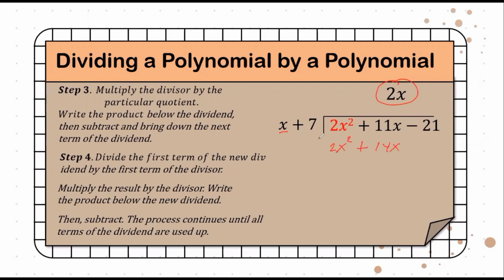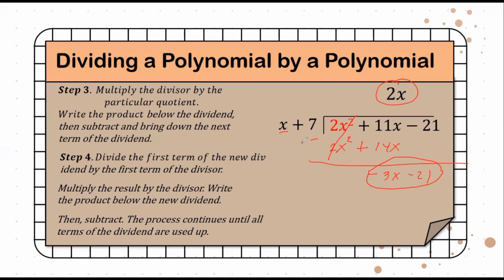And then we subtract. So 2x squared minus 2x squared, 0 na po yan, cancel. 11x minus 14x, it will give us negative 3x. And then we bring down negative 21. And then, what will we do next? We divide the first term of the new dividend. Ito na po yung bago nating dividend. You have to identify its first term.